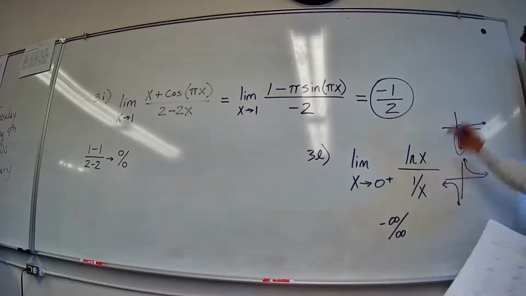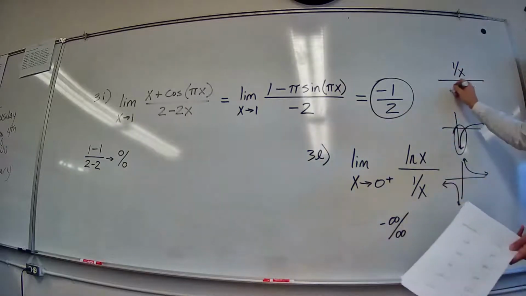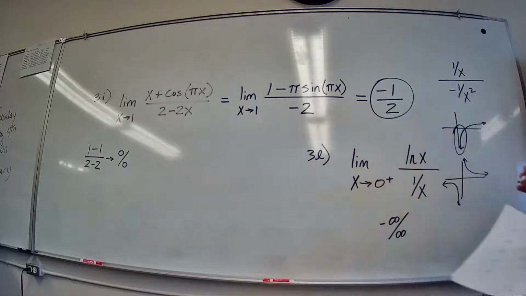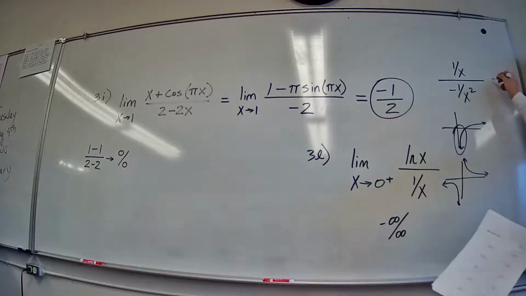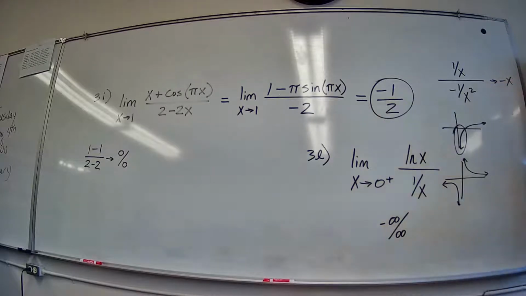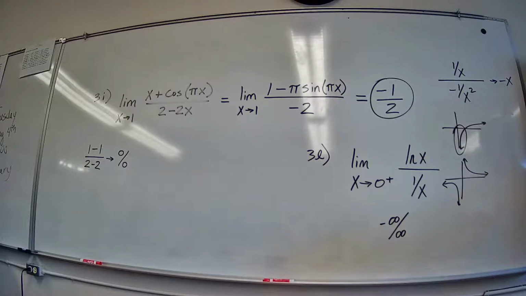So the derivative of this would be 1/x. The derivative of this would be -1/x squared. And then you manipulate it. That would turn into -x, which suggests that I should be approaching 0.